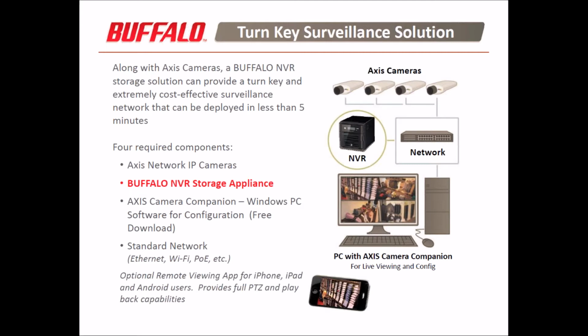So going into the components, our goal with Axis cameras is to provide a turnkey surveillance solution, really for up to 16 camera installations. If you look at all the equipment on the right, that's really all you need to create a network. Basically, what we need is Axis network IP cameras. We need somewhere to record the content to, which in this case is the Buffalo NVR storage appliance.